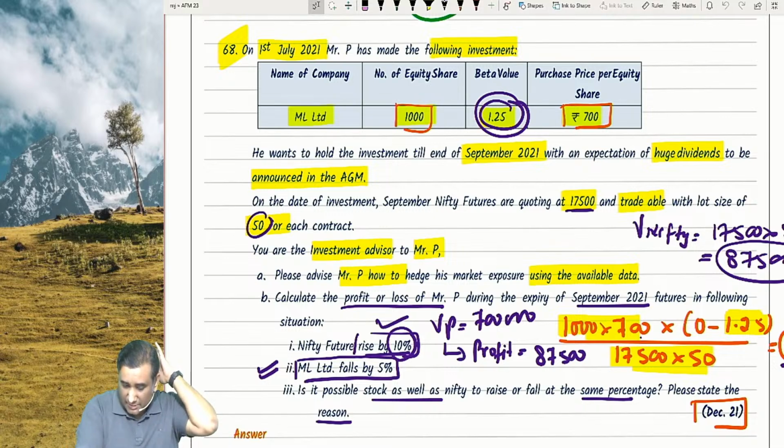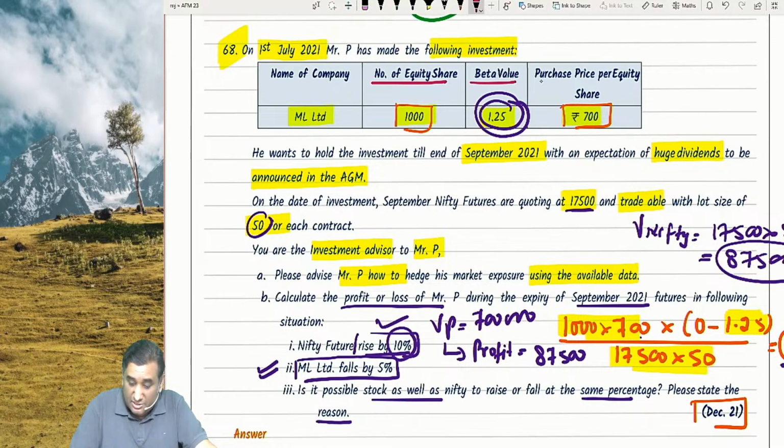General class I discussed. This question is not there with you. Don't worry. 68th question. By chance, you otherwise, those are from my book only. Name of the company ML Limited. Number of equity 1000. Beta value 1.5. Purchase price per equity is given. Wants to hold investment till September 2021, on the date of investment September futures tradable with lot size of 50.